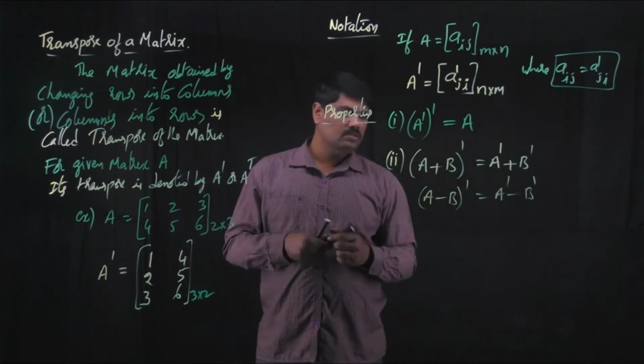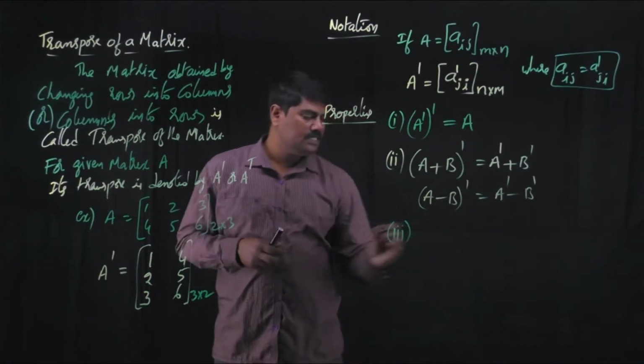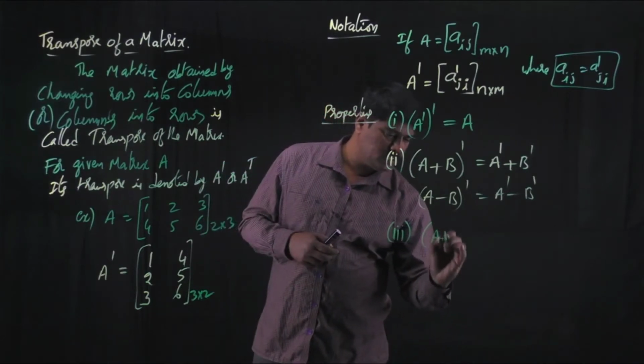And now the third property, this is for the product: AB whole dash.